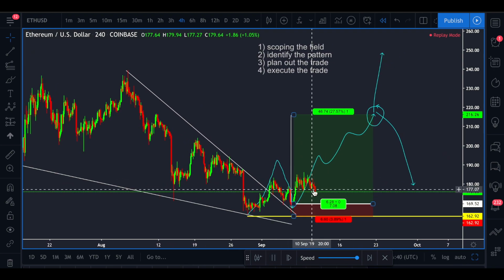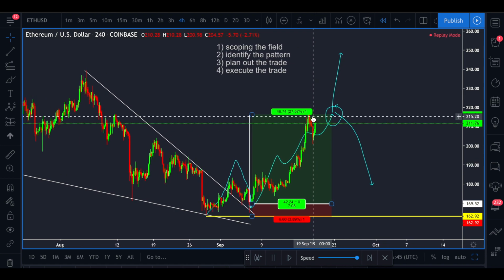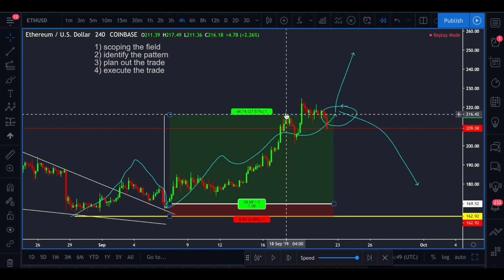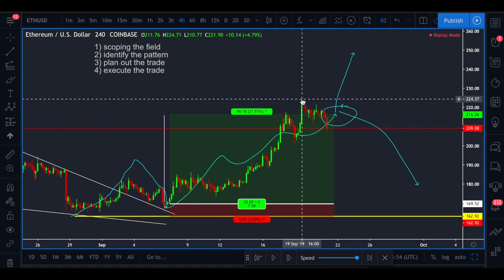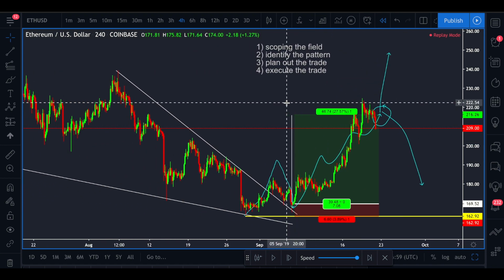As you can see, we broke out. We're in good hands now. Things are moving smoothly. And right there, it touched it twice. We broke out. We would have been out right here, came back down, made another push up, and then started coming down. So this was a perfect trade, 27% profit on 5x leverage.